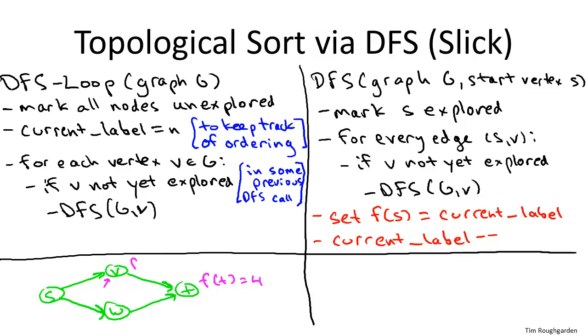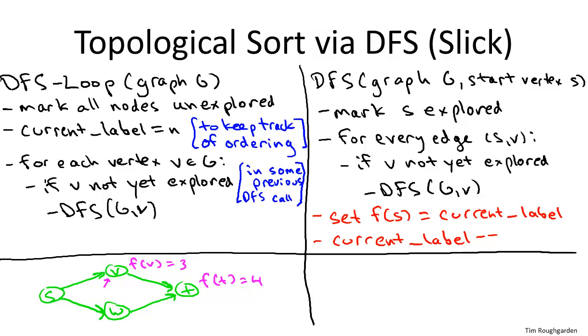Now we're done with t, we backtrack back to v. We decrement the current label as we finish up with t. We get to v, and now there are no more outgoing arcs to explore, so its for loop finishes. So we're done with depth-first search from v. So it gets the new current label, which is now 3.